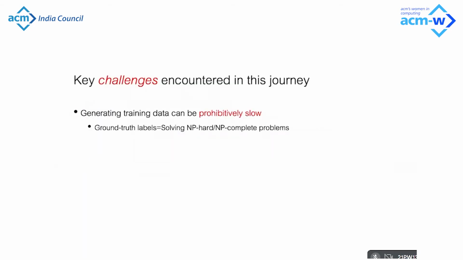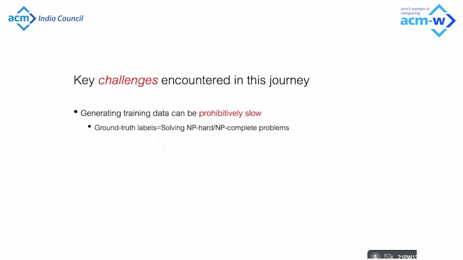What are the key challenges? The first challenge is generating labeled data. Labeled data means ground truth data. That means you are solving the NP hard or NP complete problem that I was talking about. That is our gold standard. So ground truth labeled data is extremely expensive, which means that you cannot get a lot of ground truth labeled data, right? That is the problem.